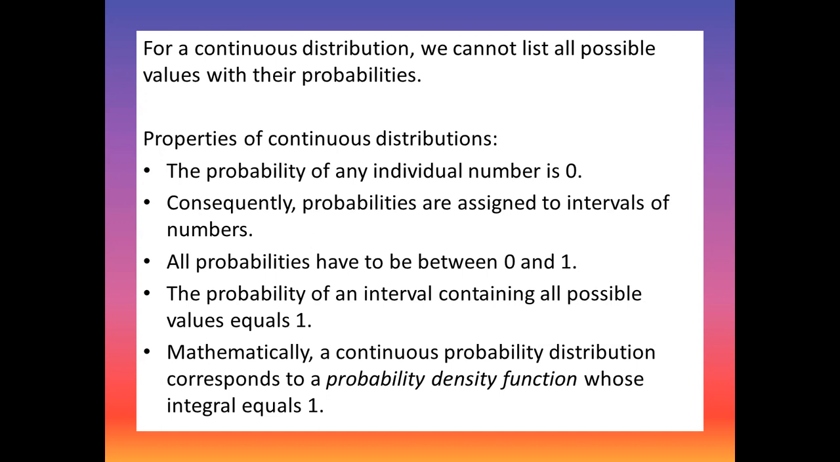And there are some consequences of having uncountably many possible values. One is that the probability of any individual number is zero, which means then that probabilities won't be assigned to individual values, they'll be assigned to intervals. And if you look at the last couple of points there, it looks like there's going to be some integration here, the area under the curve.